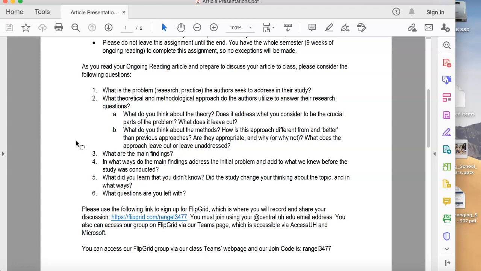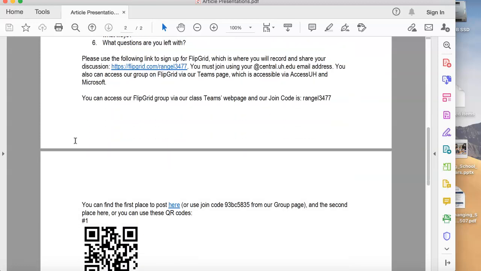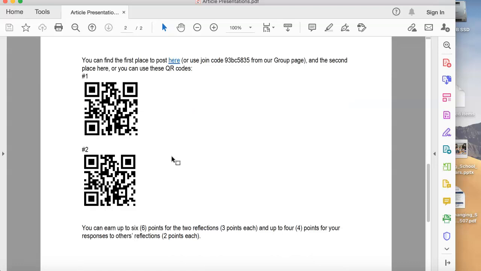So here's the technical part, signing up for Flipgrid. You should be able to link to it from our Teams page. There, you can also link to it through this document. There's the link. There is a QR code, 2 QR codes for your 2 posts. If you have questions, please let me know as soon as possible if you're having issues. This is new to me, but I think that it's going to be cool.